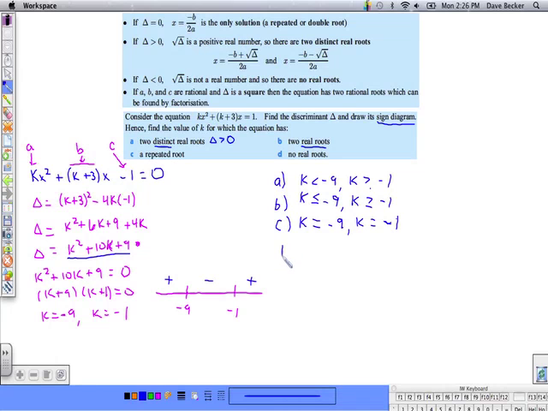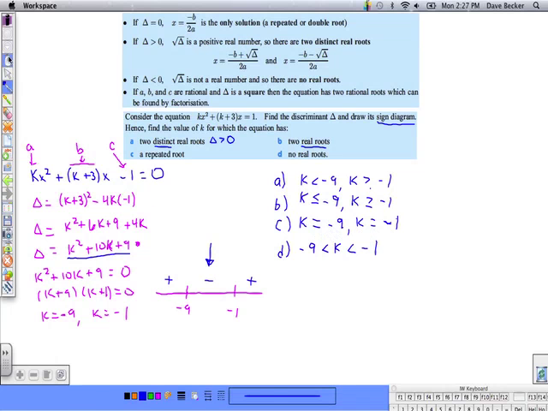So when would I have no real roots? Well, I have no real roots when the discriminant is negative. And again, looking at the sign diagram here, the discriminant is negative when the value of k is between -9 and -1. So my solution there would be -9 less than k less than -1, and we can't include equal to, because if it's equal to, we're up here where we have a repeated root. Okay.